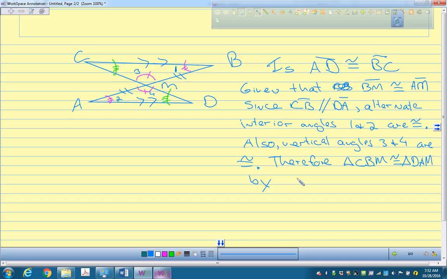By angle, side, angle, ASA. And finally, you could say that side AD is congruent to side BC because of what? Because of CPCTC, period. Okay?